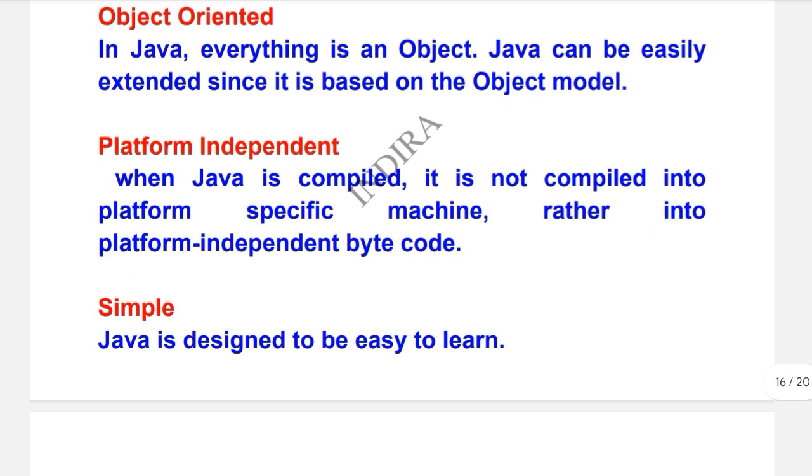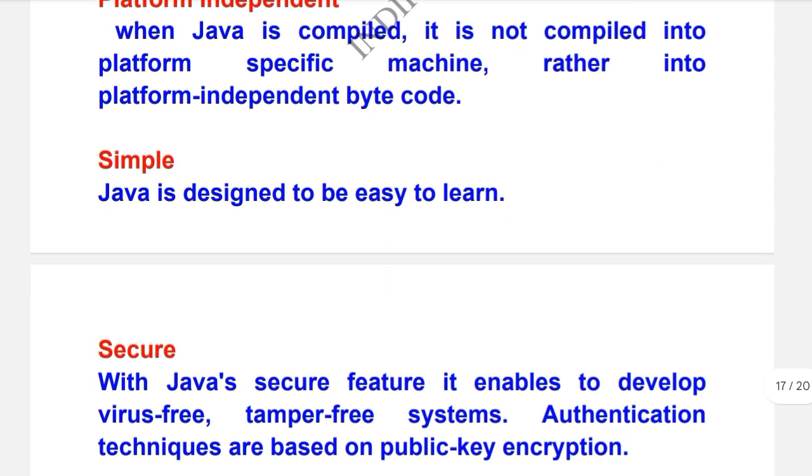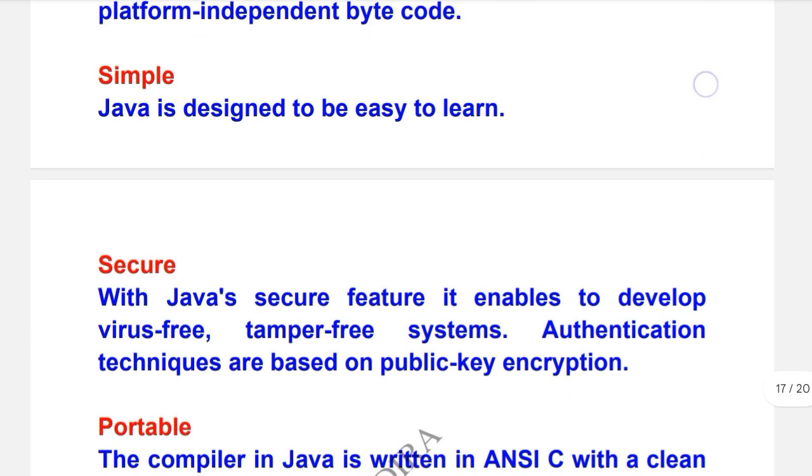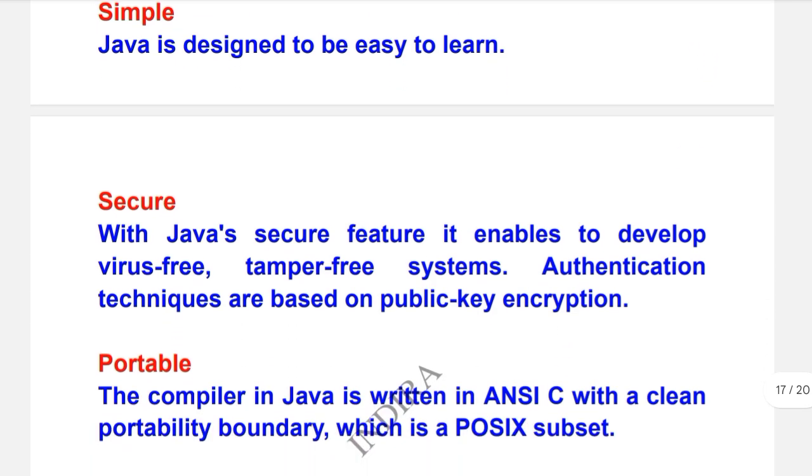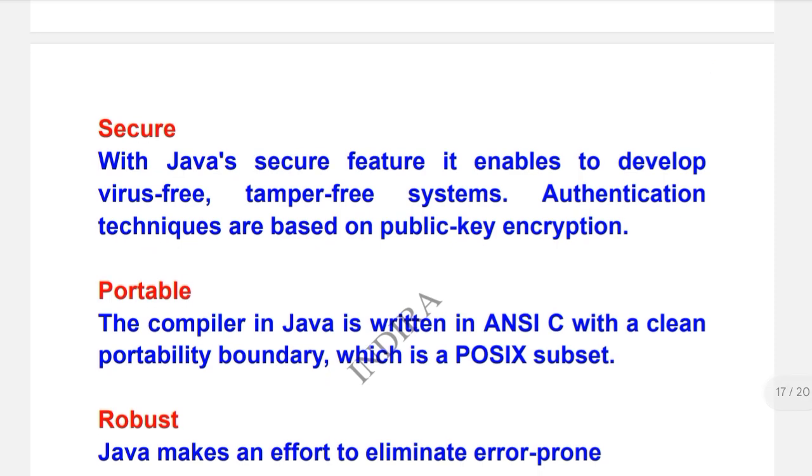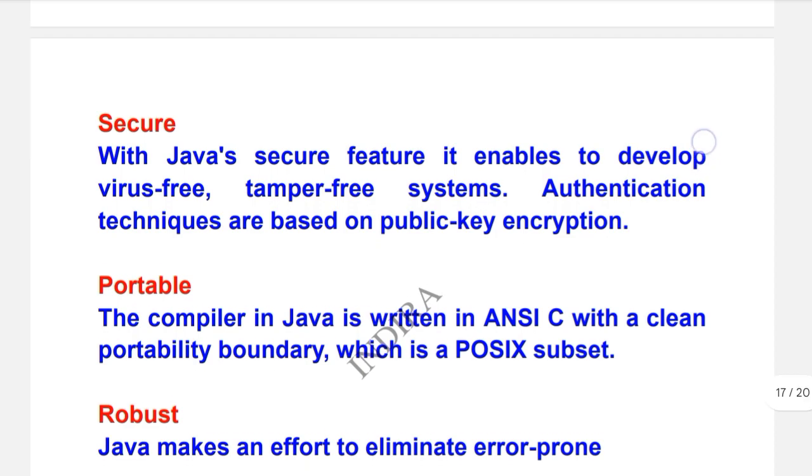And simple: Java is very easy to use and learn. Why? Because it is based on the object oriented model. And secure: with Java's secure feature, it enables us to develop virus free, tamper free systems. The encryption techniques are based on public key encryption. Java provides more security to the data. Portable is nothing but it provides some code languages. That means with the portable feature we can pass the boundaries of Java with ANSI codes.